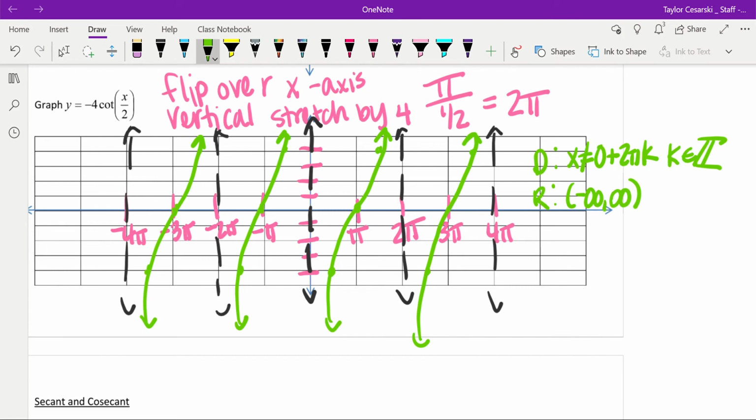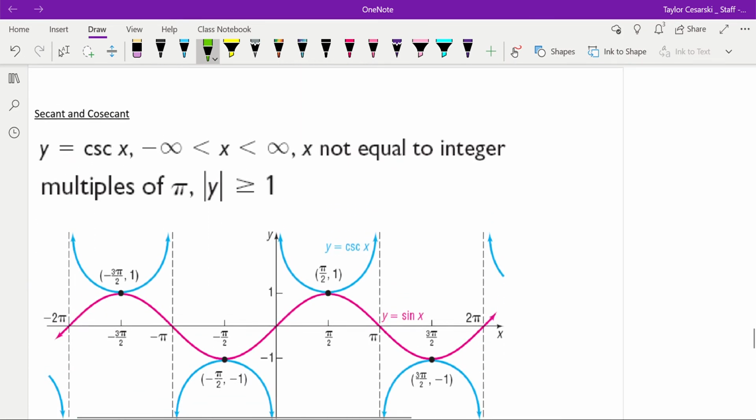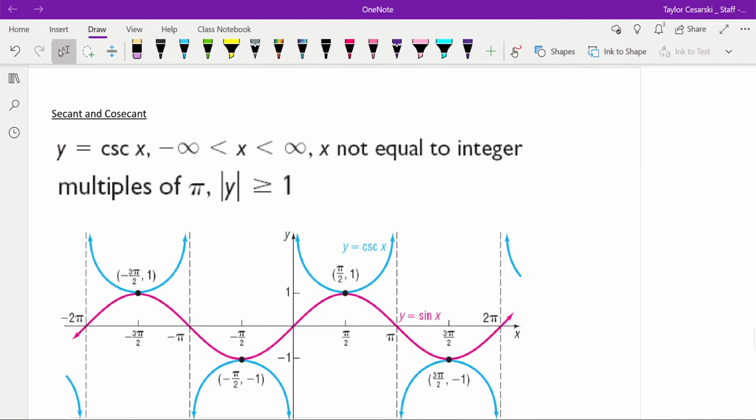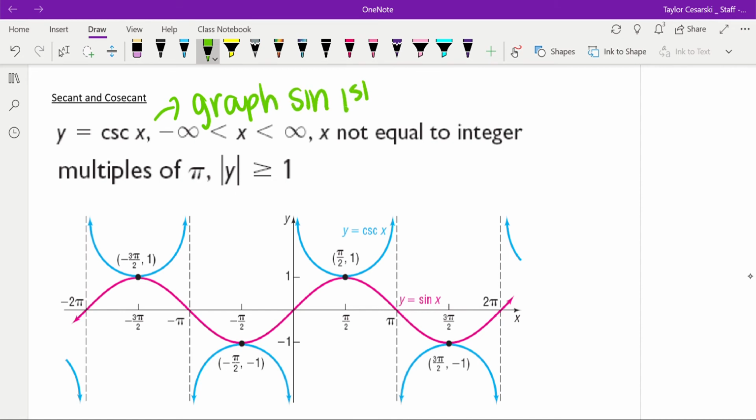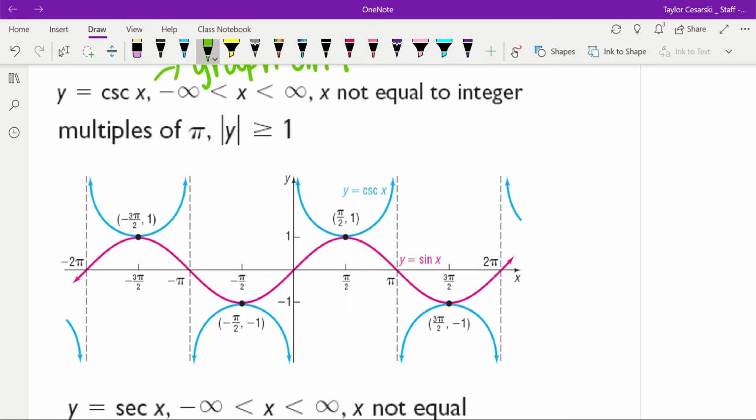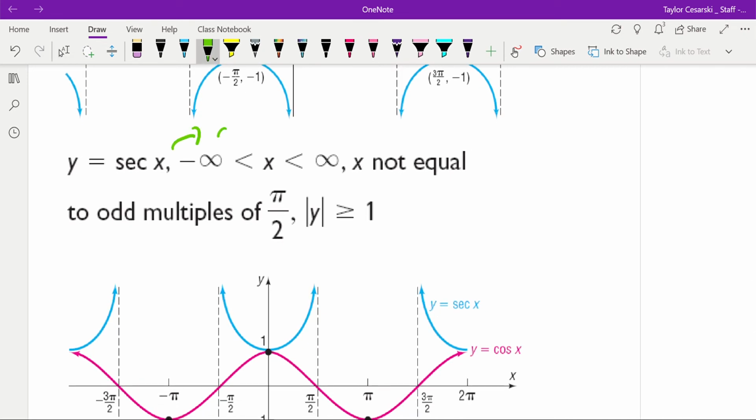All right, next we have cosecant and secant. Okay, so for cosecant and secant, I think this also might have gotten flipped in your packet, so make sure that your page looks like this. Cosecant and secant are reciprocals. So what you're going to do is for cosecant, you're going to graph sine first. Okay, and then for secant, you're going to graph cosine first.